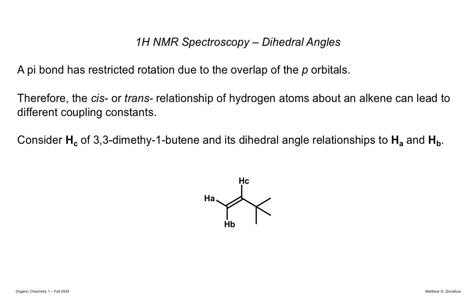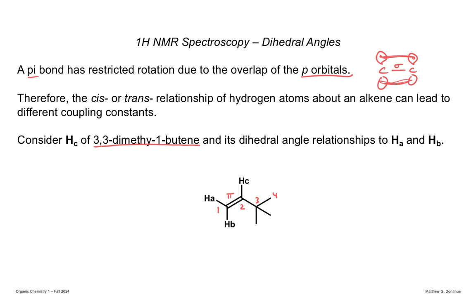The example we'll look at here is called 3,3-dimethyl-1-butene. And we see that between carbons 1 and 2 there's a pi bond. And we know that with a pi bond there is restricted rotation due to overlap of the p orbitals. So again, there's the sigma bond, and you have these p orbitals. They each contribute an electron, so they form the pi bond, and that restricts the rotation.